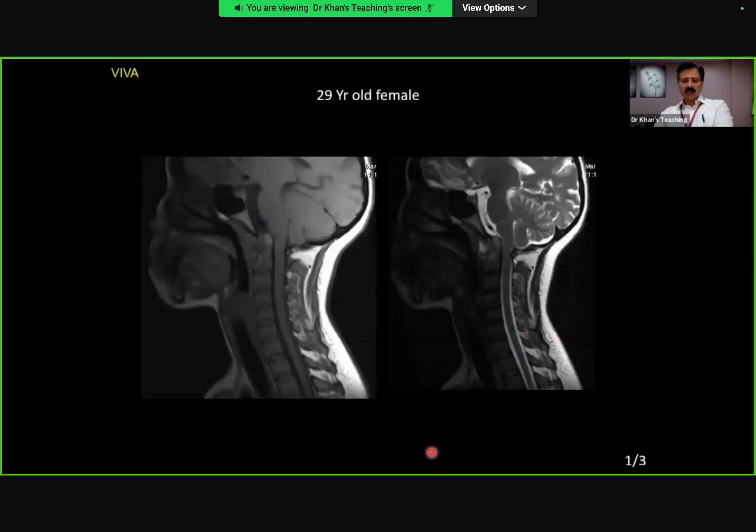Okay, candidate 3, your film. Right, so what do you... these are elective sagittal... signal in the anterior arch of atlas as well as the dens.